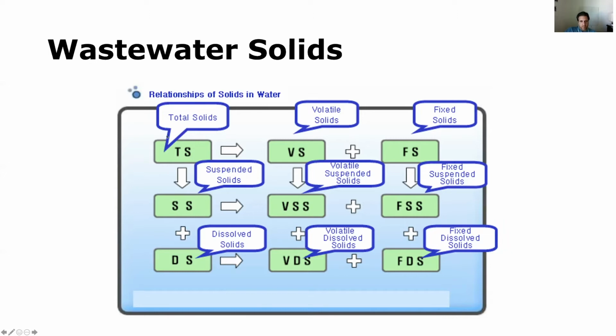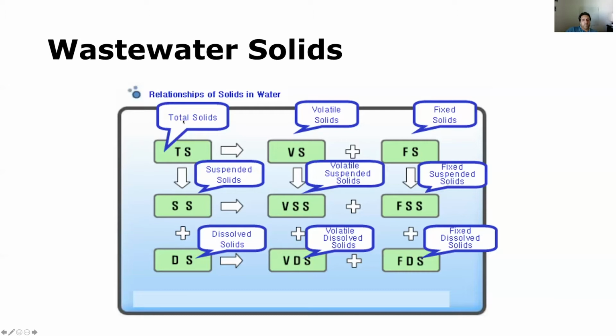We can also break down the total solids composition into suspended solids and dissolved solids. Suspended solids are those that are suspended and can be removed by a filter. Dissolved solids are that fraction of solids that are dissolved into the water itself. They're very small and would not be removed using a conventional filtration process.